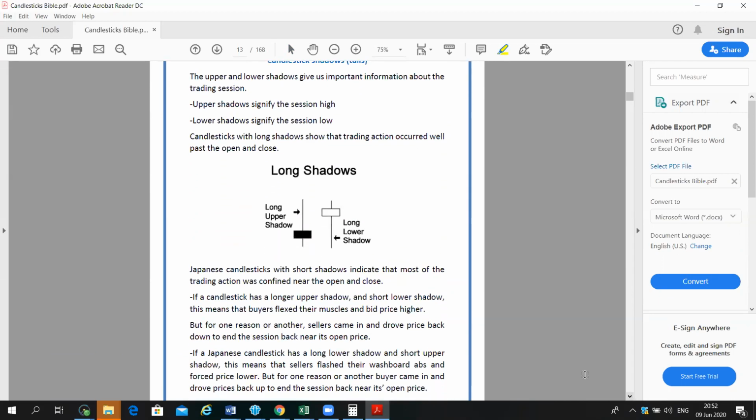Now, there are also candles with long shadows, you see. We have a bearish candle with a long shadow, and we have a bullish candle with a long shadow. Depending on how the candle closes and how it opens, mostly how it closes, we will name that candle. Most of these signify the highest point reached by a market session.